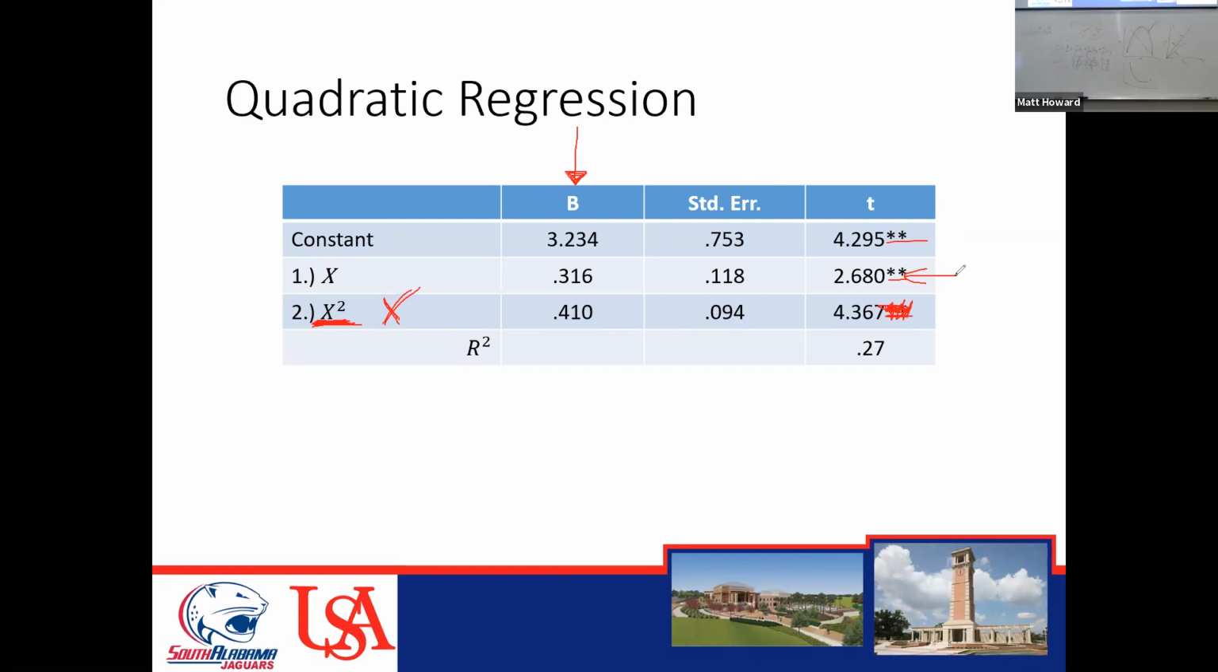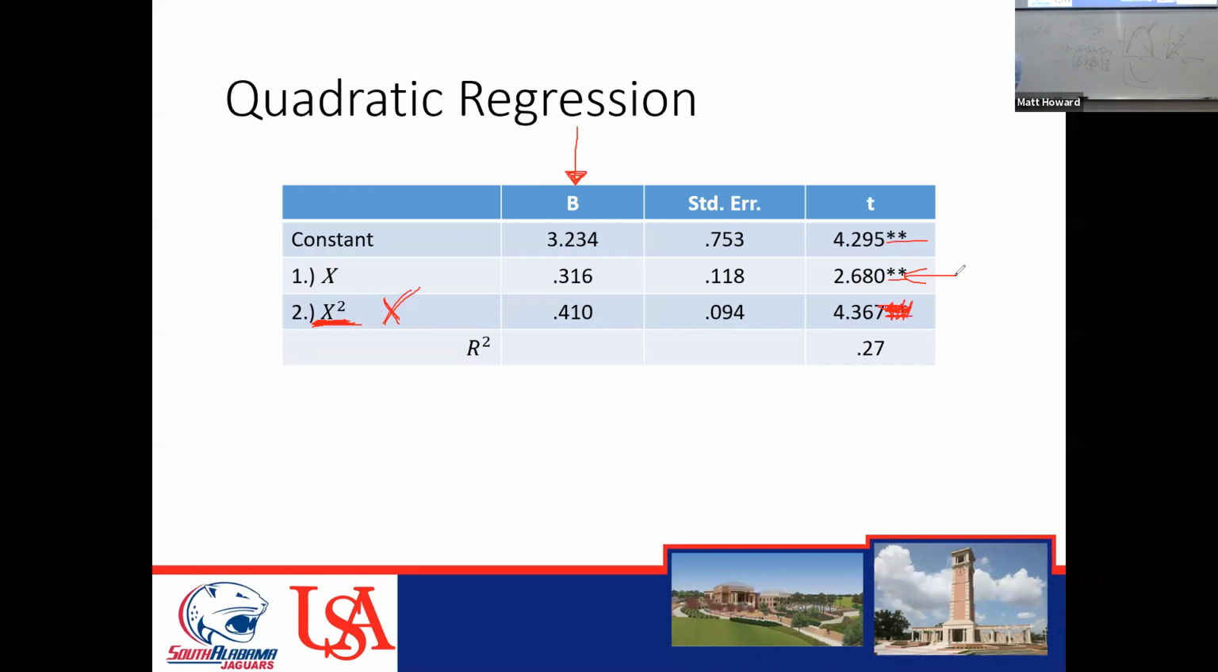Yes? What does T stand for? So T is a part of the output you're going to get in Excel and Jamovi. The only thing you need to know about that is that it goes into calculating your p-value. You don't need to know how to interpret that or how to understand that. Just know it goes into calculating your p-value.